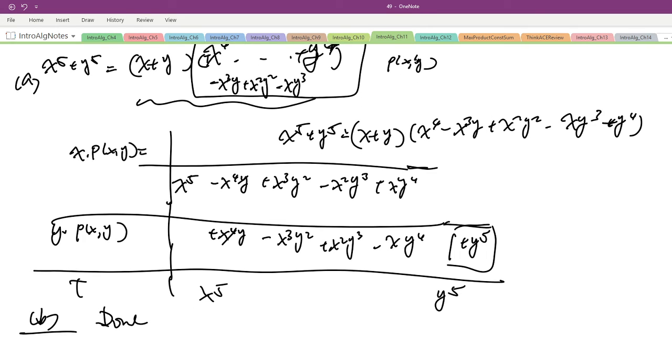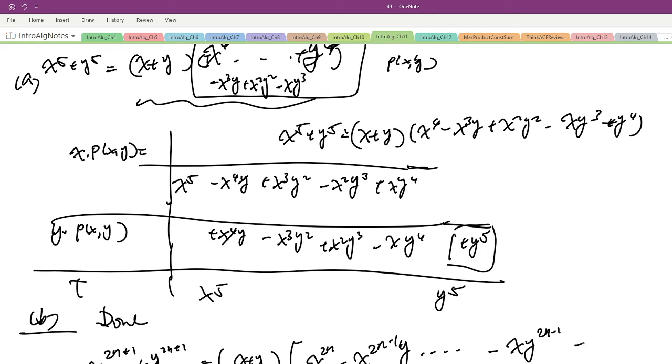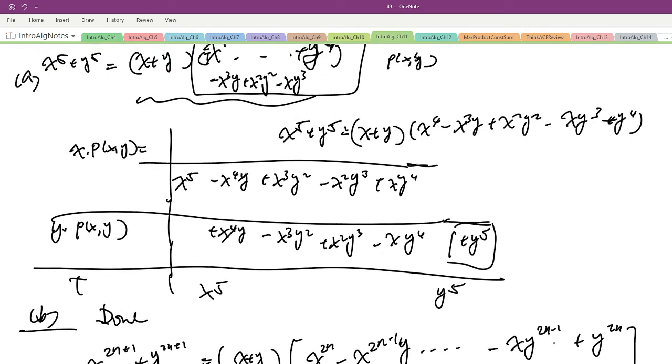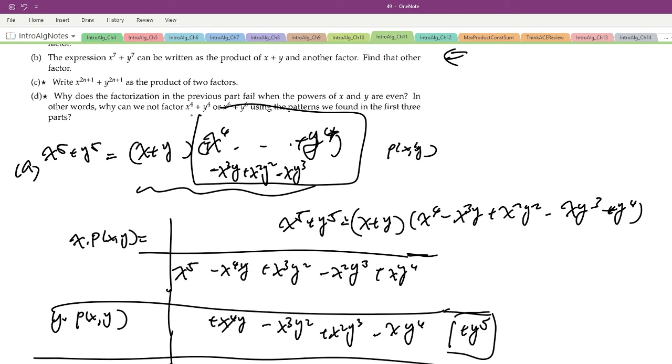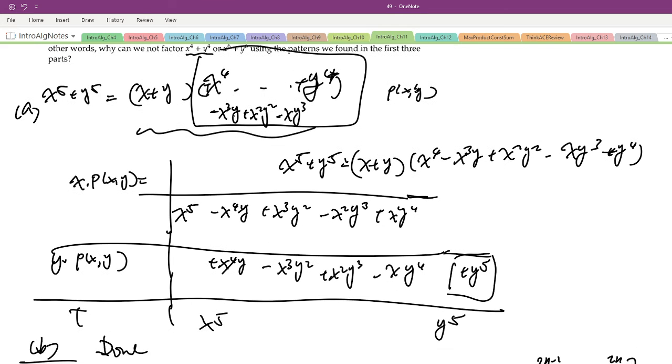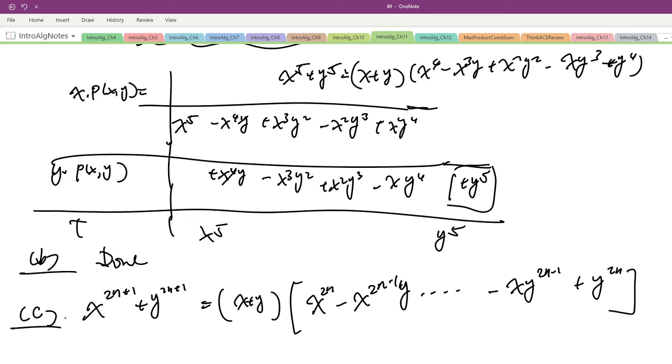And the C is also very similar. x^(2n+1) + y^(2n+1) is equal to (x + y) times, starting from x^(2n), the next term is negative x^(2n-1)y, right? And so on until the next y^(2n-1) and plus y^(2n). This is the C. And for D, it asks you why it doesn't work for the even number, right? For even power.